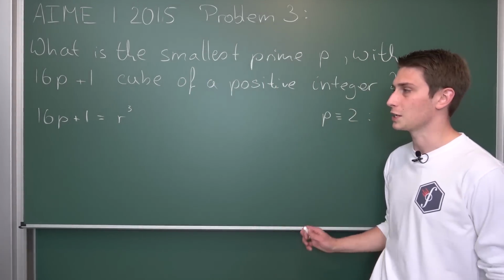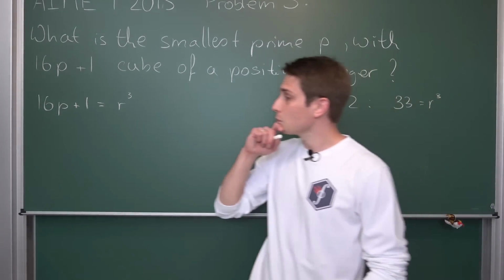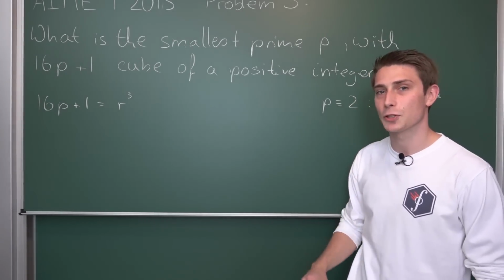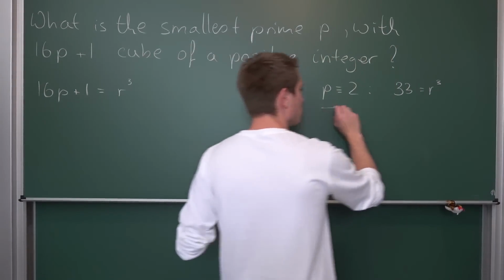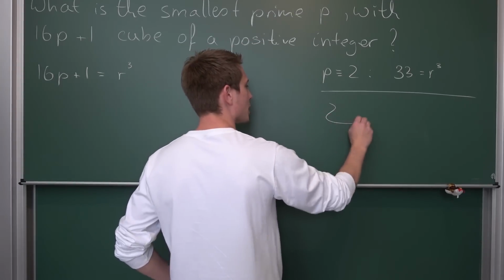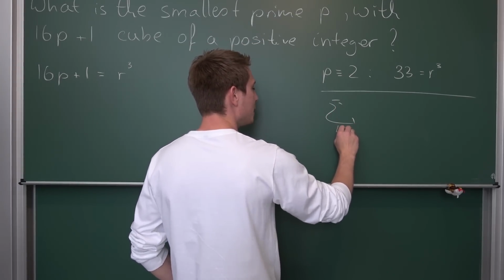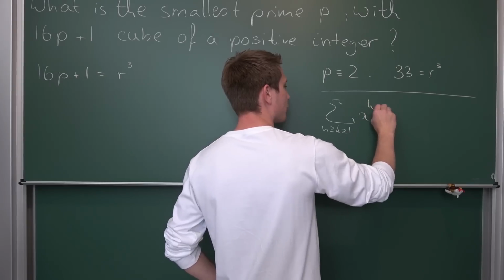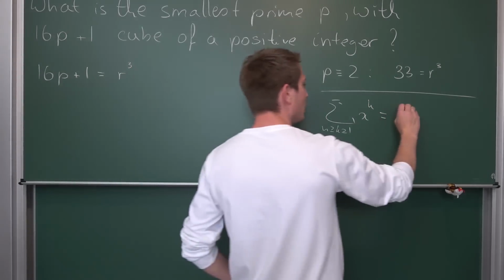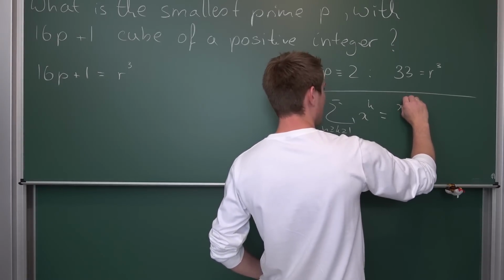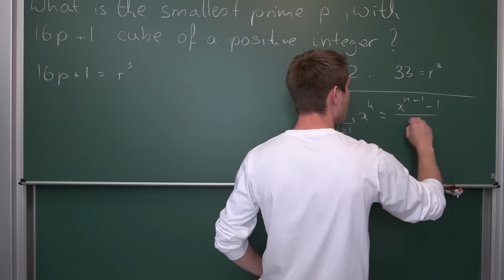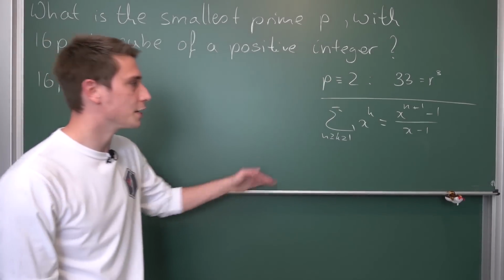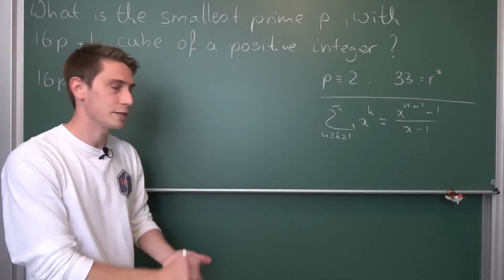So that's the first thing I did. Then, how can we proceed from this point onwards? Well, the cool thing is, there's something called the geometric progression. If you take a look at the geometric progression, this is just of the form the sum for k between 1 and n of x to the kth power, and this is equal to x to the n plus 1 power minus 1 over x minus 1. You might have seen this before. If you let n go to infinity, then this is just a geometric series.